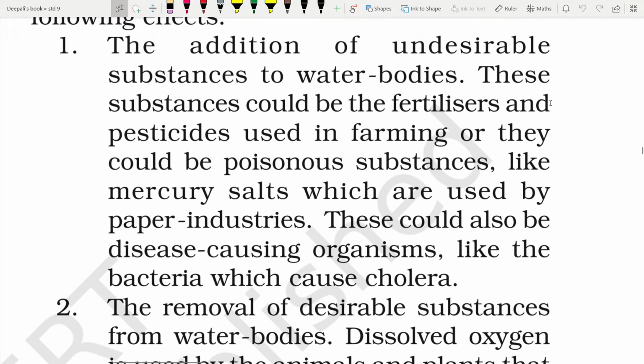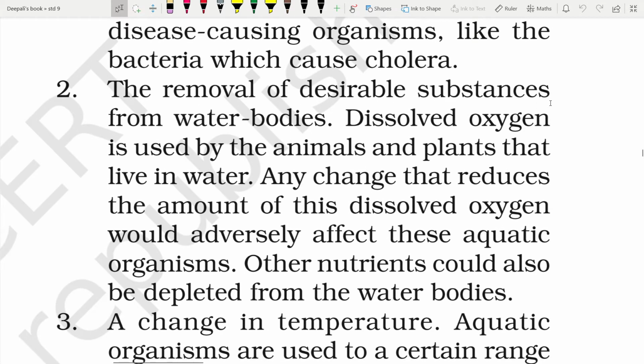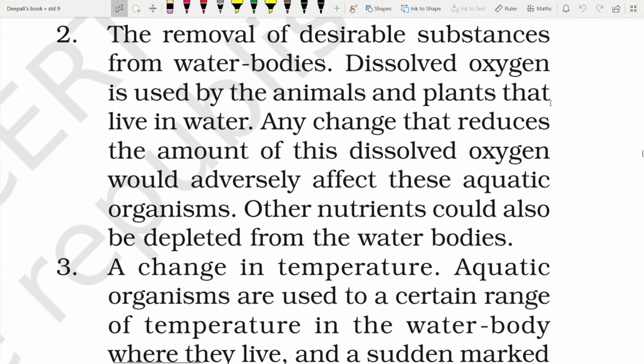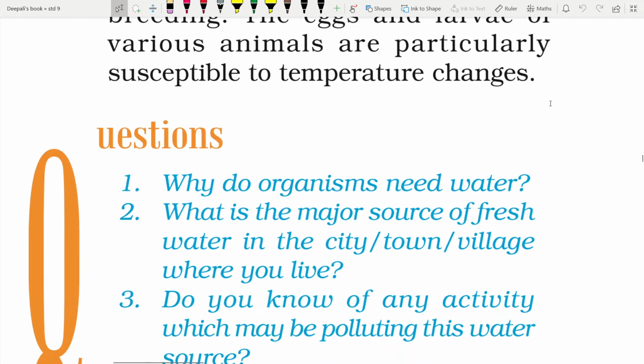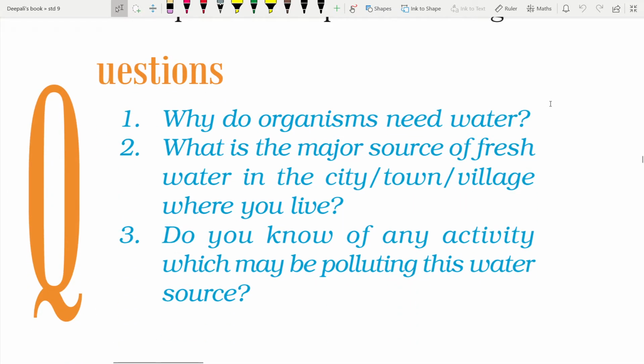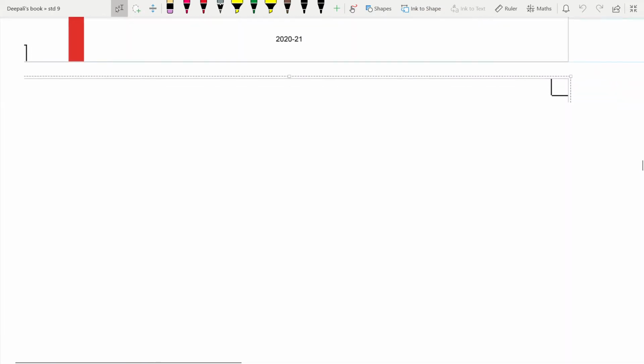The addition of poisonous and harmful substances to the water bodies may cause the disease causing bacteria to multiply and cause harm to the people using it. Removal of dissolved oxygen by the excess use of substances being added to the water bodies causes an effect on the animals and plants. And the change in temperature can cause an effect on the reproductive system of the animals. So this is how water can be affected.